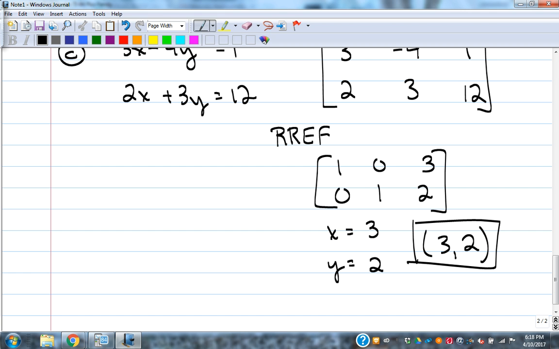Now, that same system could have been solved with substitution or elimination and would have gotten the exact same answer, but much more work involved. Okay, this is how I'm expecting you to solve systems of equations. I don't expect you to do the substitution elimination for us. I mean, unless you're planning on going on to calculus or something like that, I don't see that being a need that you have as far as I'm concerned, as far as this goes.